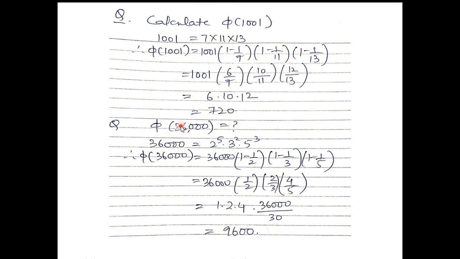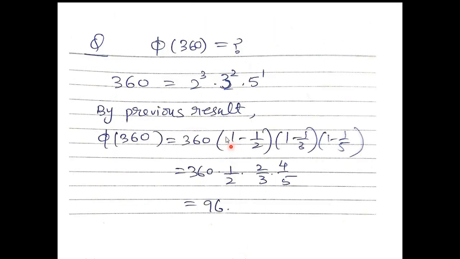Next is if n is 36,000. So let us write 36,000 as a product of powers of primes. So this is 2 to the power 5 into 3 square into 5 cube. So phi of 36,000 is given by this. We are again using the same formula. So the value comes out to be 9600. You can verify it. Next example is 360. Phi of 360. So what is 360 in product of prime form? This is given by 2 cube into 3 square into 5. So by the previous result, phi of 360 is 96.